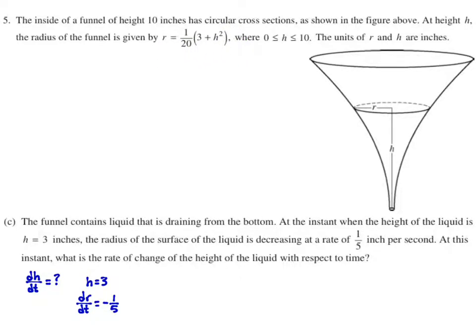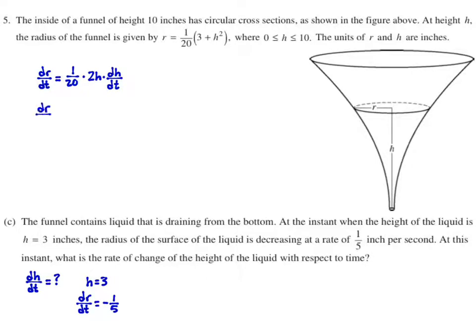So the derivative of r is dr/dt, or r prime of t, and then the derivative of this side, the 3 plus h squared, or sorry, the 1 over 20 times that, I could distribute that in. So I'd get 3 over 20 plus 1 over 20 h squared. Then take the derivative, we'd end up with 1 over 20 kept as a constant out front, and then the derivative of h squared is 2h. But then because we're taking the derivative with respect to time, h is a function, so it's going to be times dh/dt. So that's my equation.